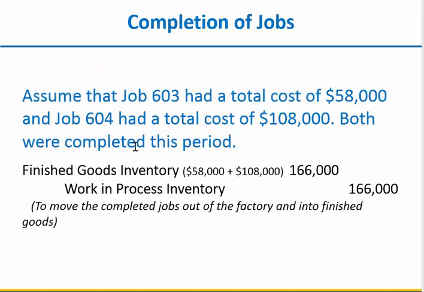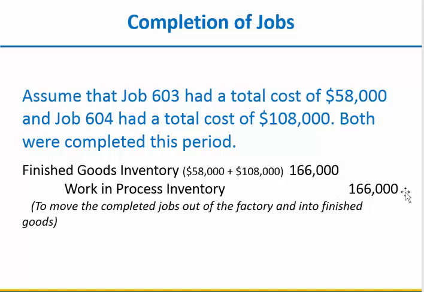Now, what we have here is, let's assume that job 603 had a total cost of 58,000, and job 604 had a total cost of 108,000. So let's assume that's what we have. Okay, so we are looking at the final process. We have some products manufactured and transferred to finished goods inventory. So a lot of products will be moved from the factory to the warehouse. These products carry values, so we have to flow their cost into the finished goods inventory. That's how you end up with this journal entry.